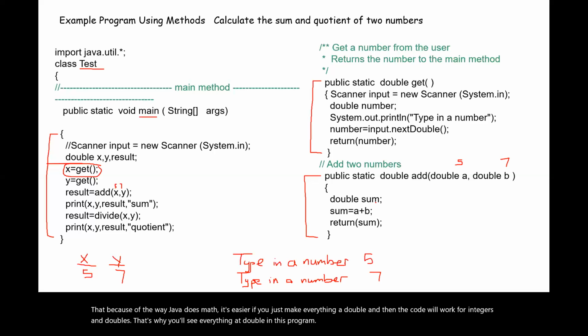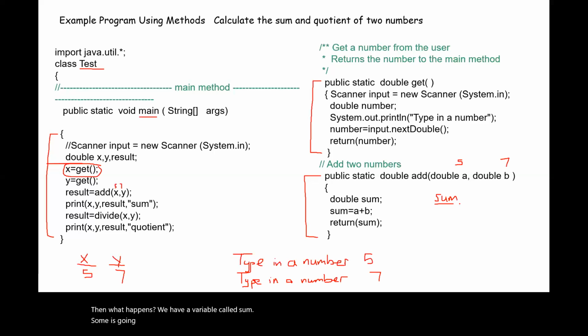Then what happens? We have a variable called sum. Sum is going to equal the answer of a plus b, so 5 and 7 is 12. And then that answer gets returned to result. So result is now 12.